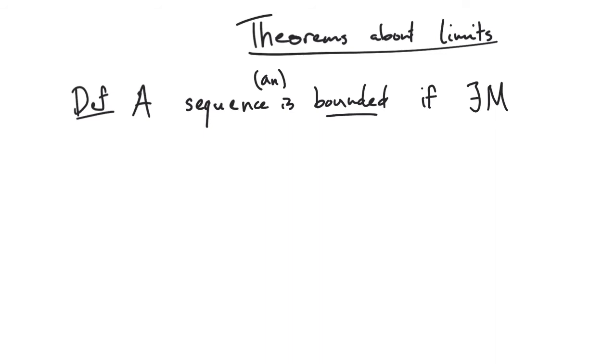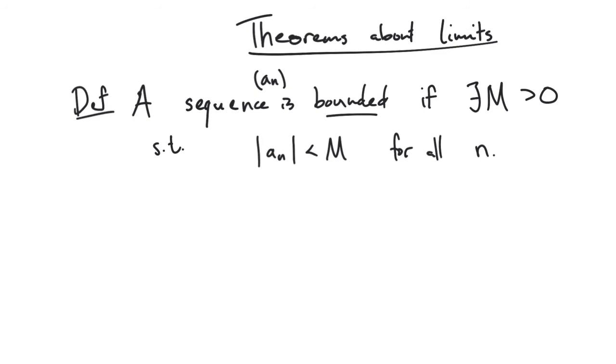A sequence a_n is bounded if there is some big M, a real number, actually a positive number, such that the absolute value of a_n is less than big M for all n. So this means that it will be bounded above and below. It's bounded above by big M, and it's bounded below by negative big M. That's because I put the absolute values right here. This is the trick to get you above and below at the same time.